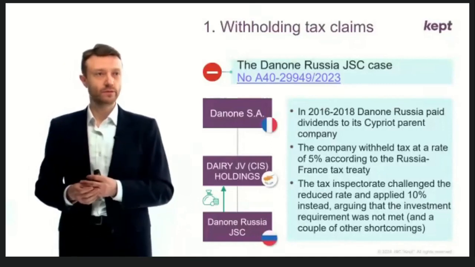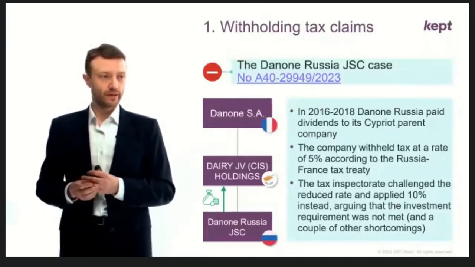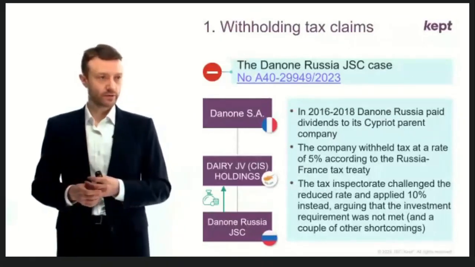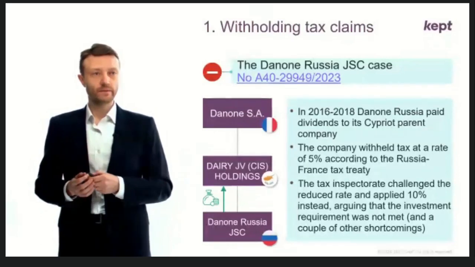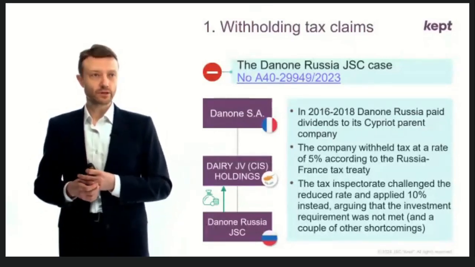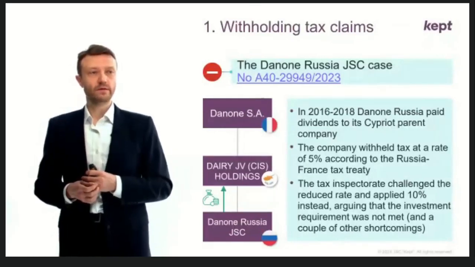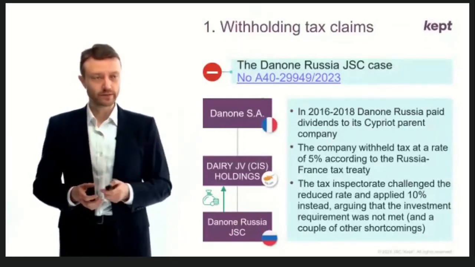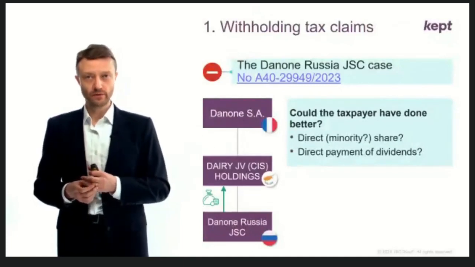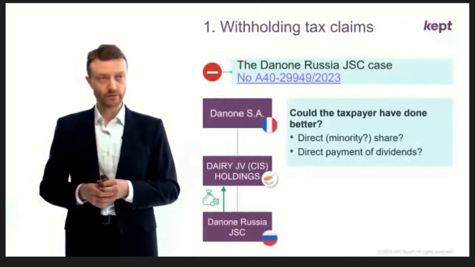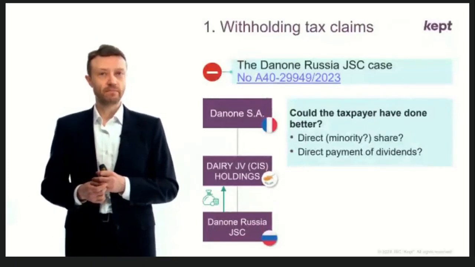The reduced withholding tax rate was still available, but one of the conditions was not met. This is why the 5% rate was disputed, was challenged by the tax authorities. Yeah, there were other insufficiencies in the structure, but the key problem was that the participation was not direct. And the judges resolved the case in favor of the tax authorities, so it was negative for the taxpayer. And what can it teach us?